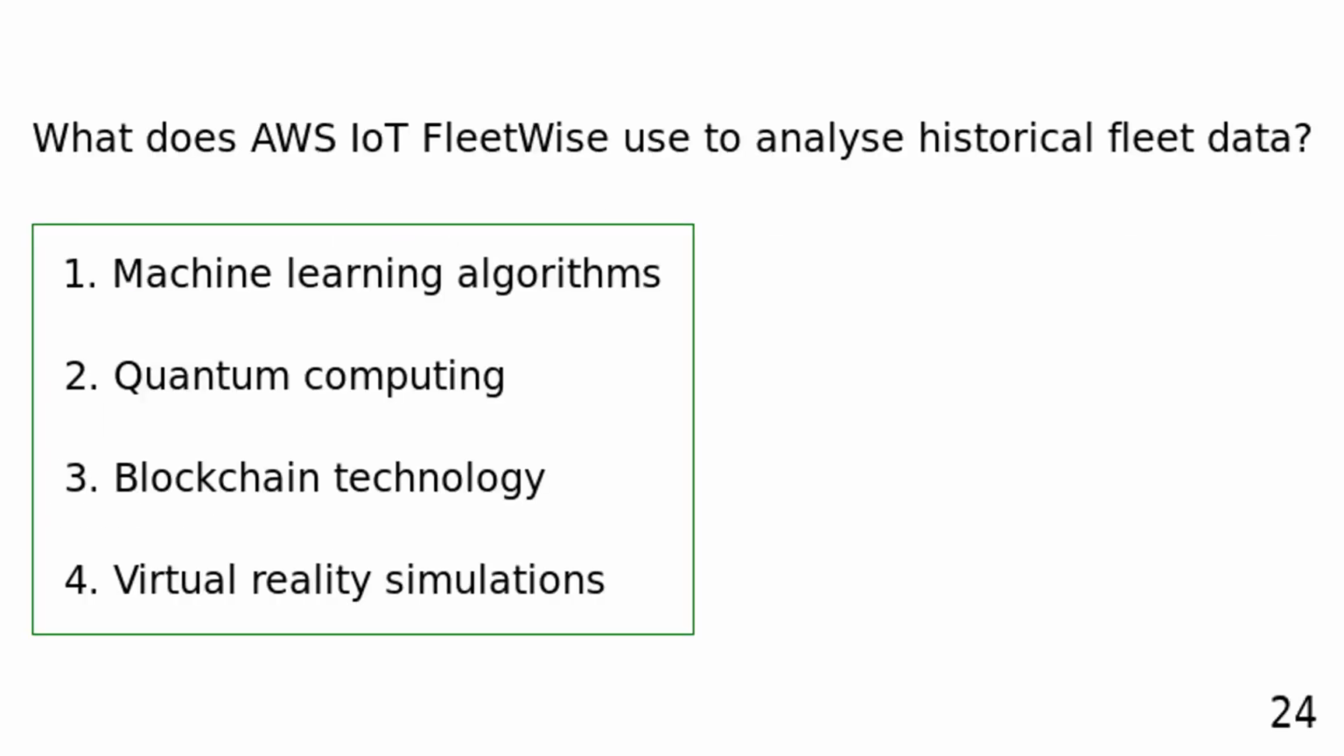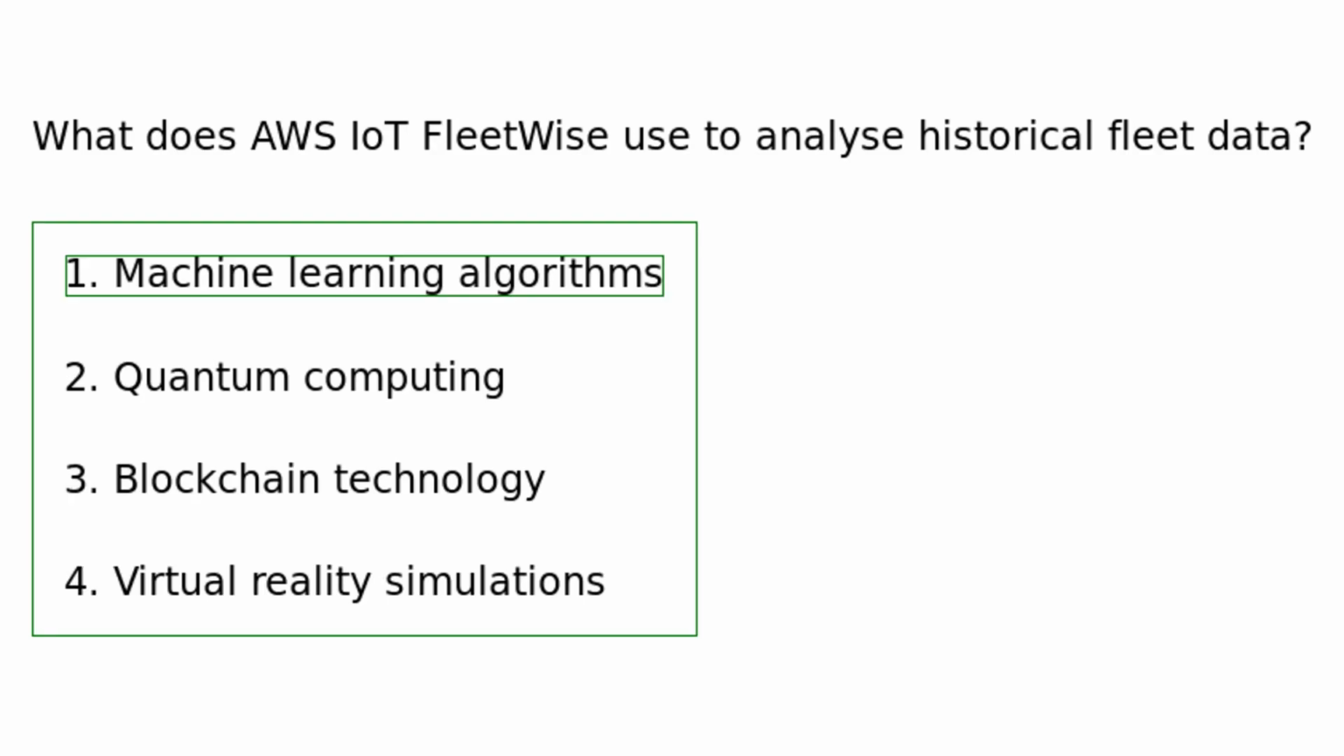What does AWS IoT FleetWise use to analyze historical fleet data? Machine learning algorithms, quantum computing, blockchain technology, virtual reality simulations. AWS IoT FleetWise uses machine learning algorithms to analyze historical fleet data.